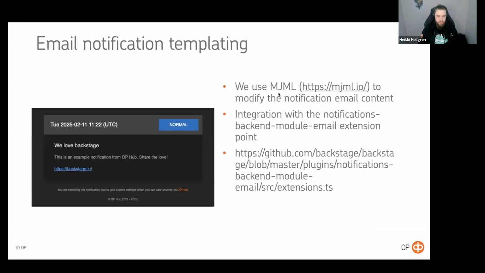On top of the notifications, we also use the email processor, so we send the notifications via email as well. The default version of what it's sending is not very beautiful. So what we did is we used the MJML library to modify the notification content and make it a bit more beautiful for our users. Here's an example of the email we get from the Backstage notifications. This is possible with the extension point available in the email module. So hopefully this will help other email notification users too.